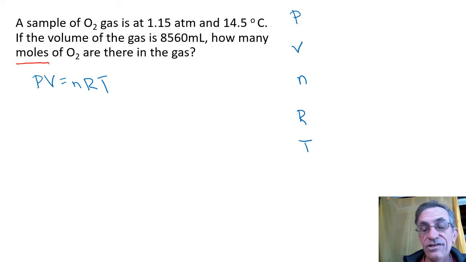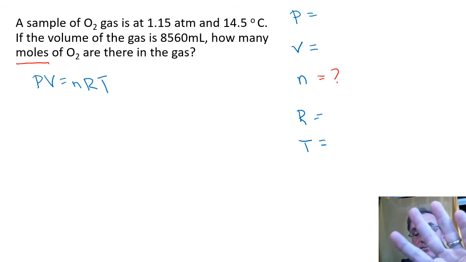All right, so let's double check we have all the numbers. Basically, if this question says how many moles do we have, we're solving for n. Now, what does that mean? It means you need to have every other number, right? In algebra, you can only really solve for one thing at a time. So we better have the other four numbers, and if we have the other four numbers, we should be able to solve for n. All right, so n is what I'm looking for.